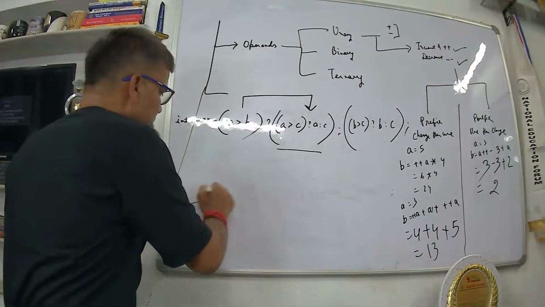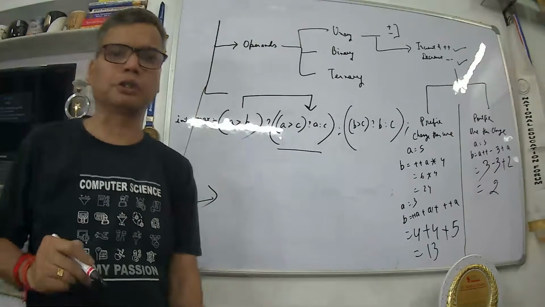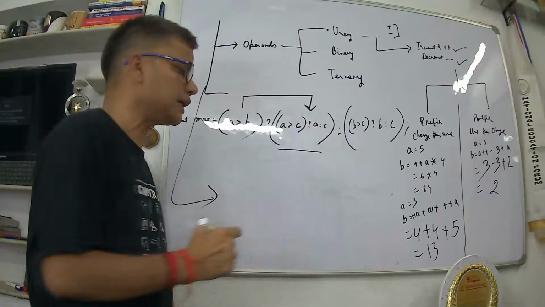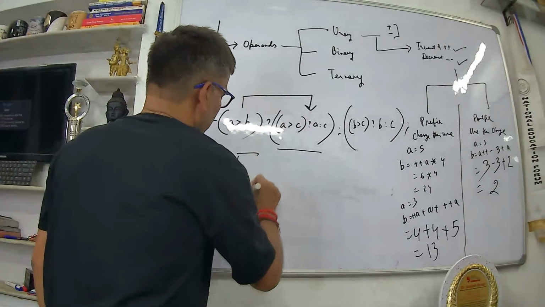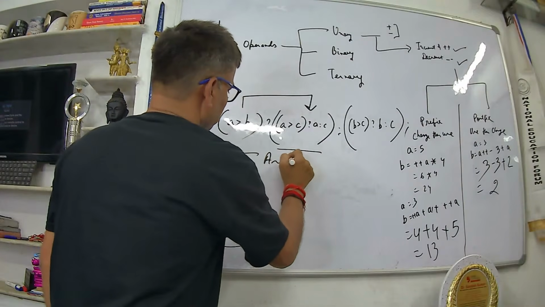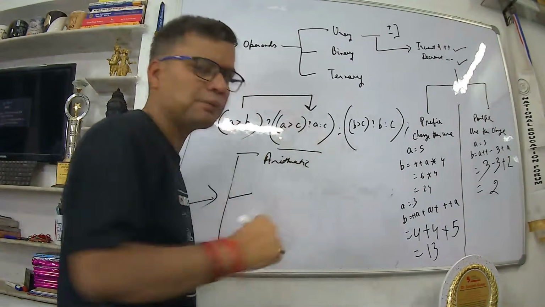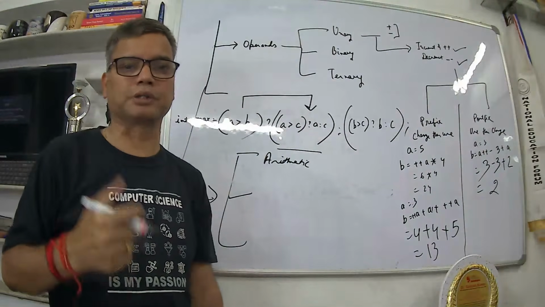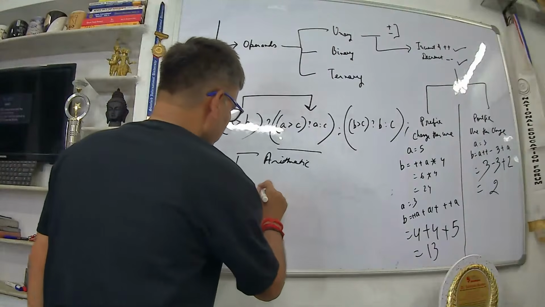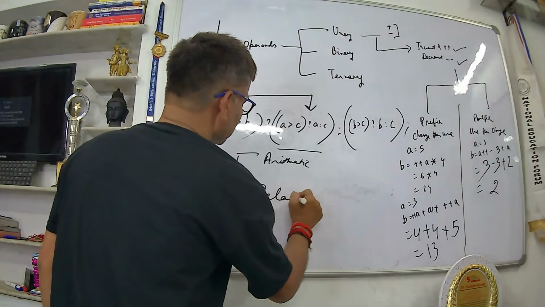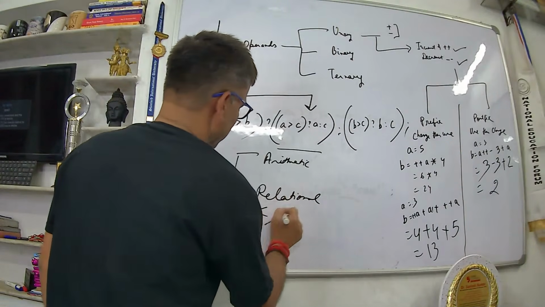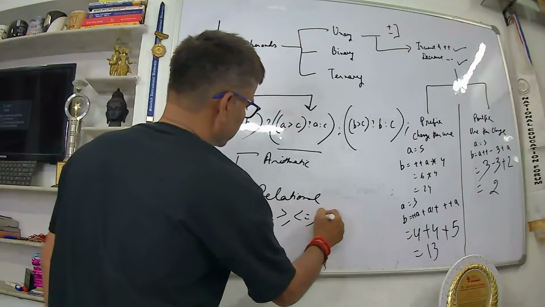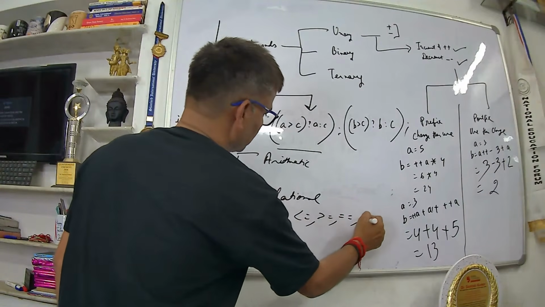Next, the second classification takes place based on the task performed. Based on task performed, we have arithmetic, already discussed: plus, minus, multiplication, division, modulus, they are the arithmetic operators. Then we have relational operators: less than, greater than, less than or equal to, greater than or equal to, not equal to.